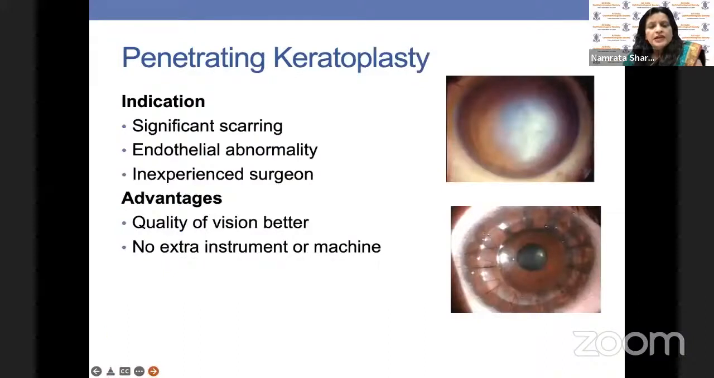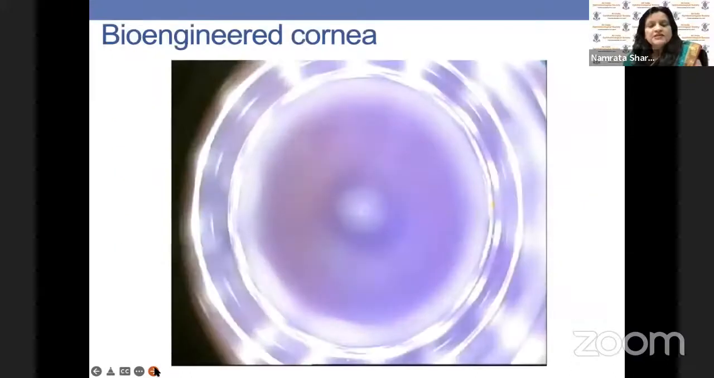So we then come to penetrating keratoplasty whenever there is a full thickness scar for which you have no choice left but to do a full thickness penetrating keratoplasty in these cases.